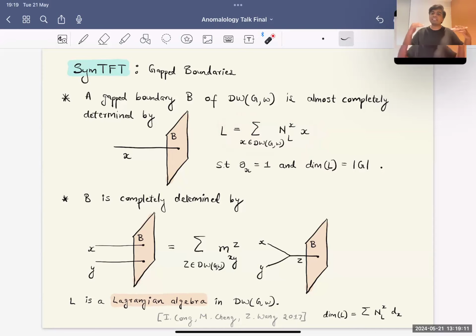So if you want to look at the set of gap boundaries of the SymTFT, you have to supply this data. What are all possible L which satisfy these conditions? Any questions on this?